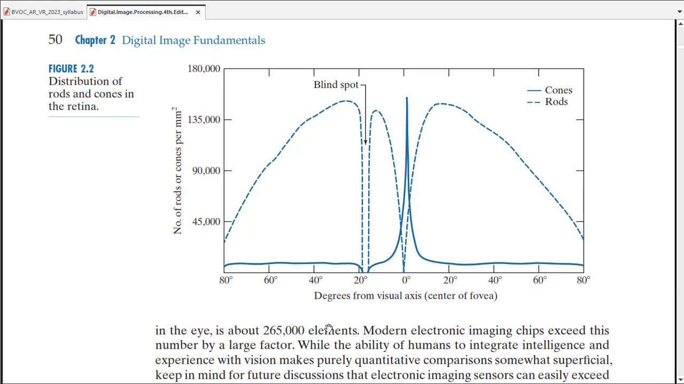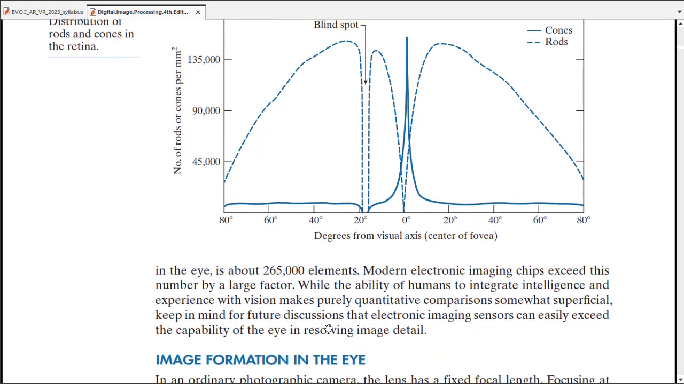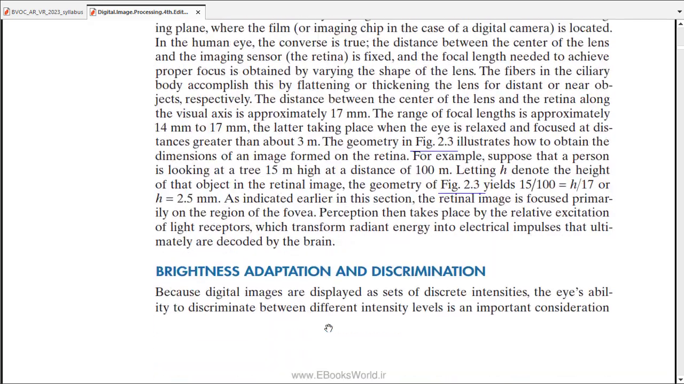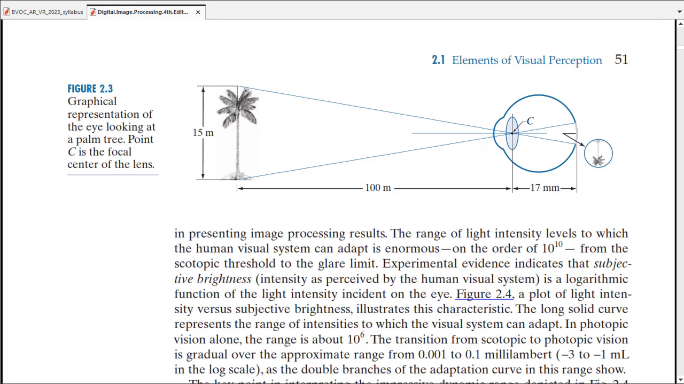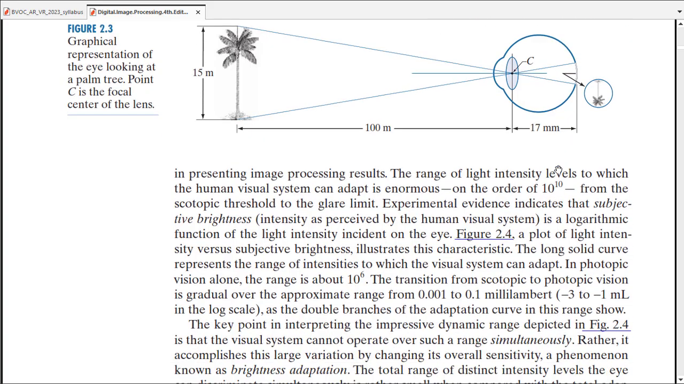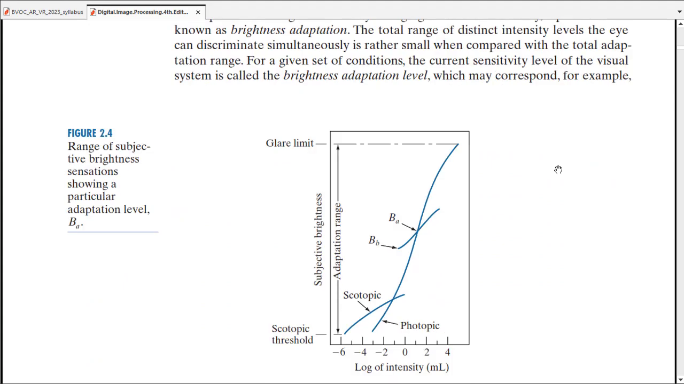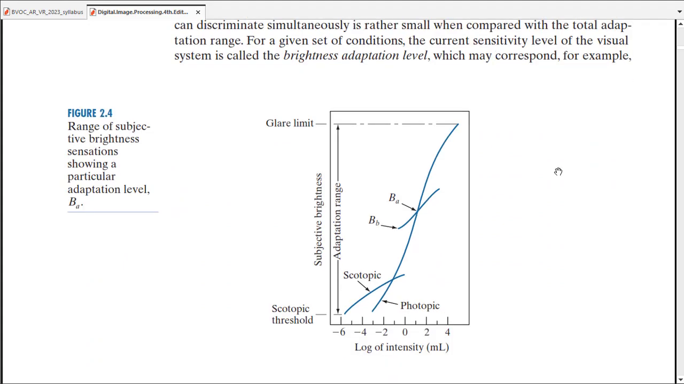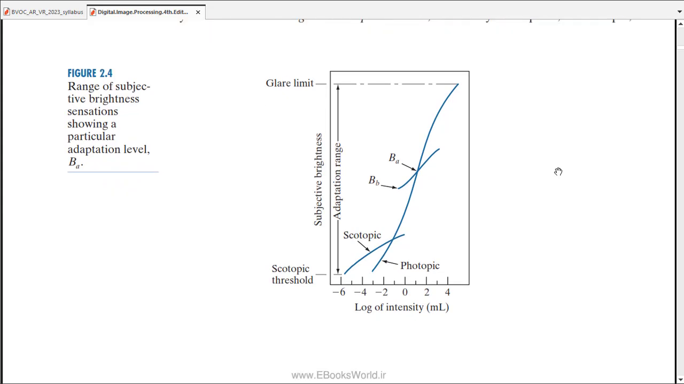Here is the distribution of rods and cones in the retina. The blind spot is based on the angle from 0 degrees to 80 degrees, on both the left and right sides. For image formation in the eye, we study brightness and darkness. Here is a graphical representation of the eye looking at a palm tree. The point C is the focal center of the lens. This shows the brightness range, the subjective brightness sensation showing the particular adaptation levels.